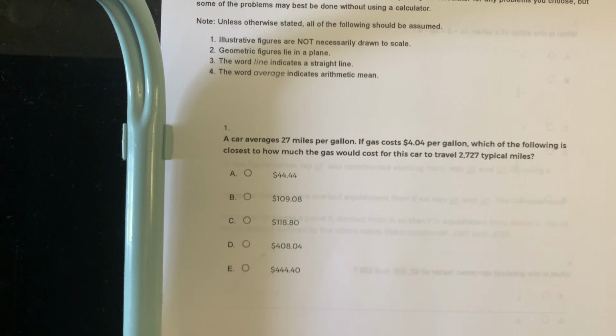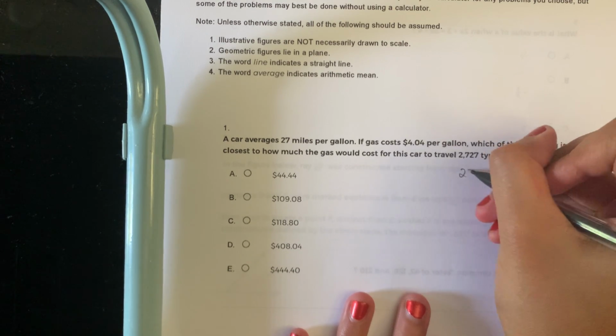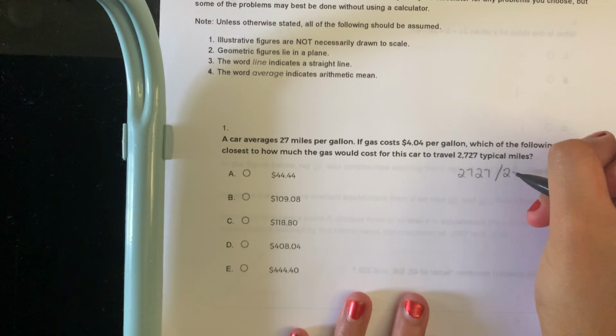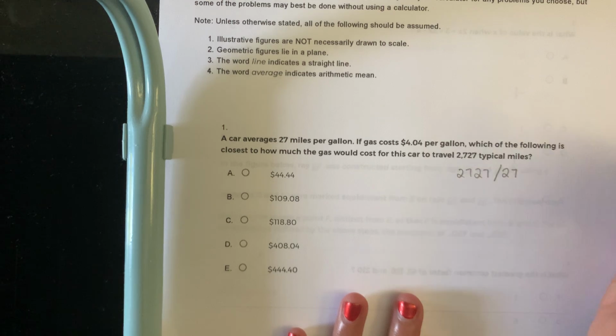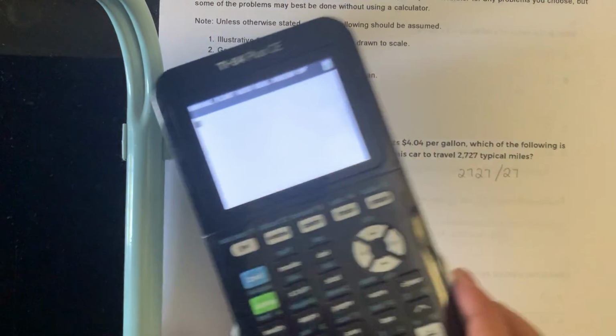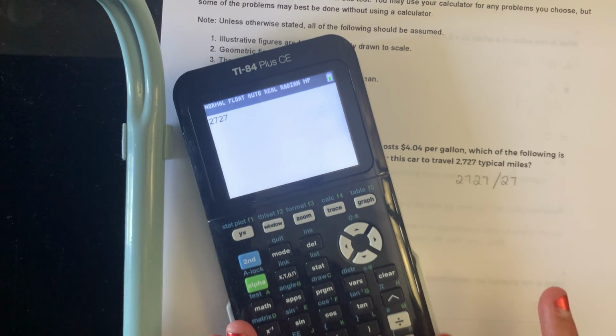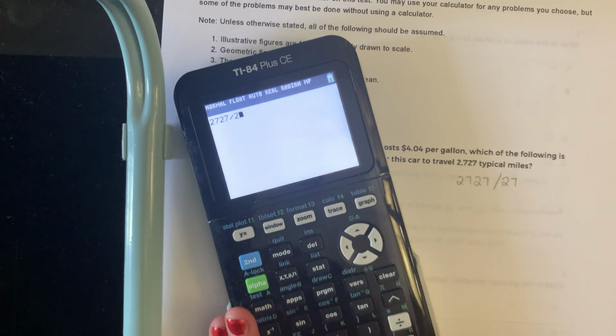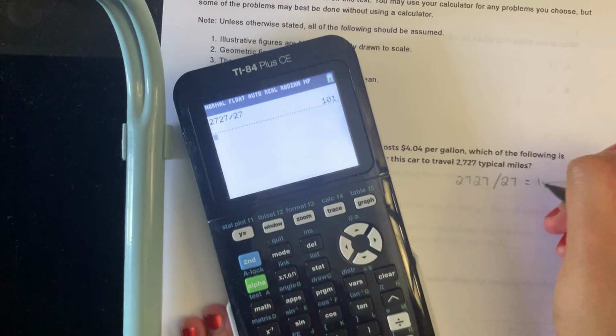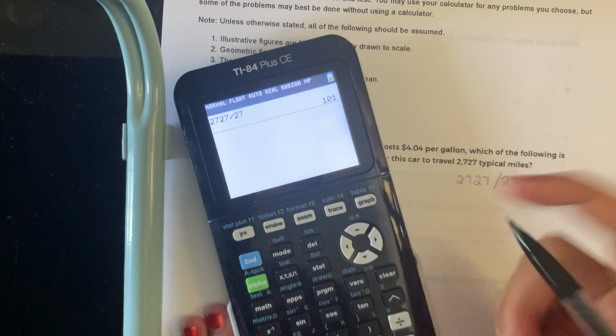A car averages 27 miles per gallon. It costs $4.04 per gallon. Which of the following is the closest to how much gas would cost for this car to travel 27 typical miles? So first we're going to do 27 divided by 27 to see how many gallons are going to be used. So that equals 101 gallons, and it's $4.04 per gallon.